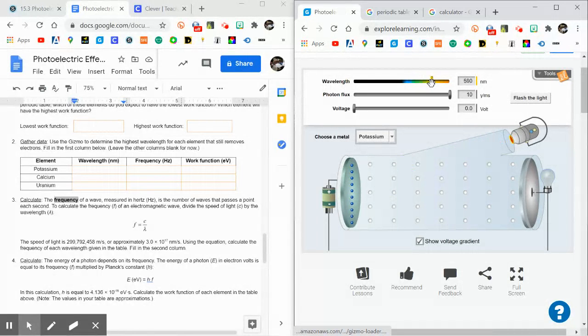Nope, not 600. 500 nanometers. Okay, so 500 nanometers does the work. But now I have to see whether 550 does. No, not 550. Okay, how about 530? Ooh, 530. Okay, so 530, and they're really slow.